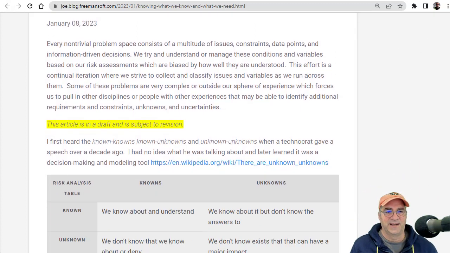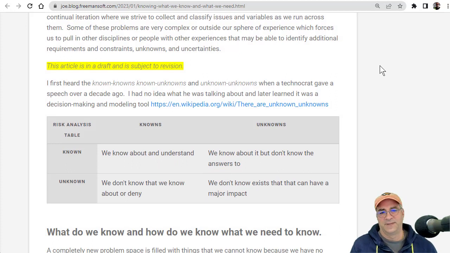And I heard this, oh man, over a decade ago, a politician or like a technocrat really had given this speech about known knowns, known unknowns, and the unknown unknowns. And I kind of wondered what happened to the fourth quadrant. But it turns out this is actually a political and other industries problem-solving skill.